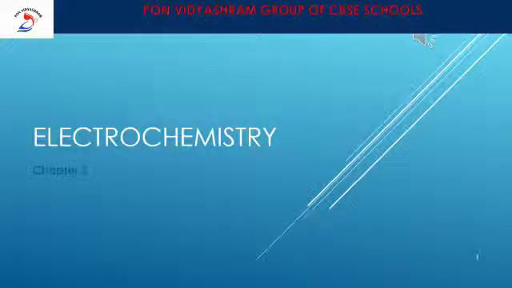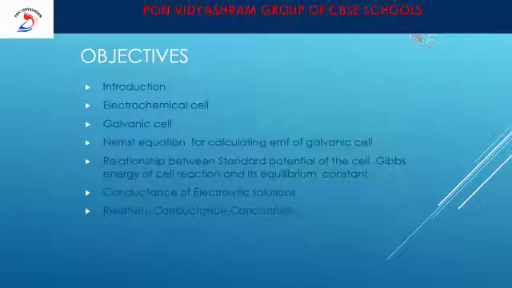In this session, you are going to learn Chapter 3 Electrochemistry. Before we start the chapter, let us understand the contents and objectives of this chapter. Studying this unit, you will be able to explain a few important points. Among those, the first one is to describe an electrochemical cell and differentiate between galvanic and electrolytic cell.